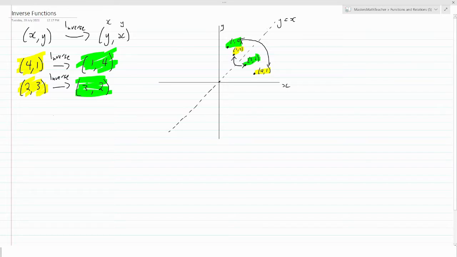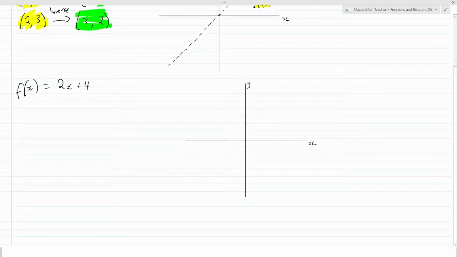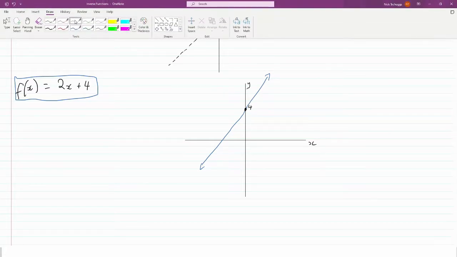So let's take a look at this with a function. So let's look at f of x equals 2x plus 4. Let's sketch this. So we know it's a normal graph. It's got an intercept at 4. And it's got a steepness of 2. So I'm going to draw this in blue for the original. Blue for f of x. And it's going to look something like this.